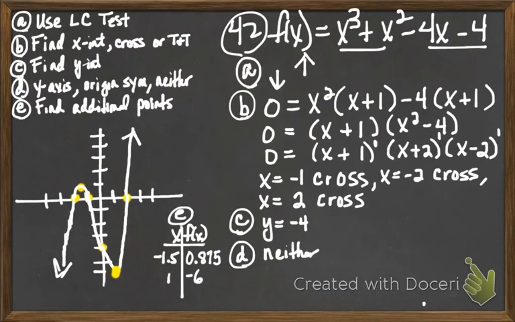All right, let's look at 46. It has a touch and turn. Let's do 46 as our last example. So here's our equation.